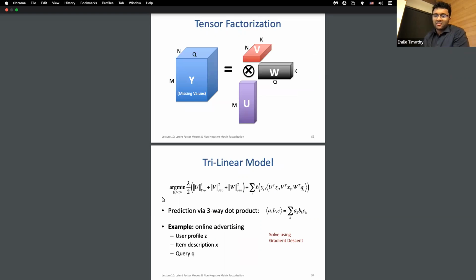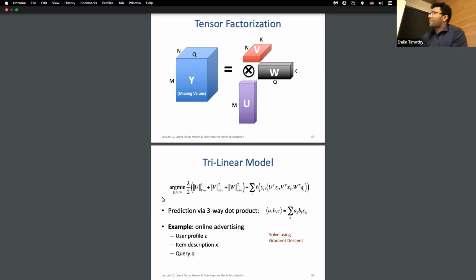And this gave rise to our notion of the trilinear model, which was now, can I do predictions via the three-way dot product? So particularly, what is a value of u, v, and w that minimizes the optimization problem of lambda over 2 times the Frobenius norm of u squared plus the Frobenius norm of v squared plus the Frobenius norm of w squared plus the sum across all i of the loss function of yi and this three-way dot product of u^T z, v^T x, and w^T q.